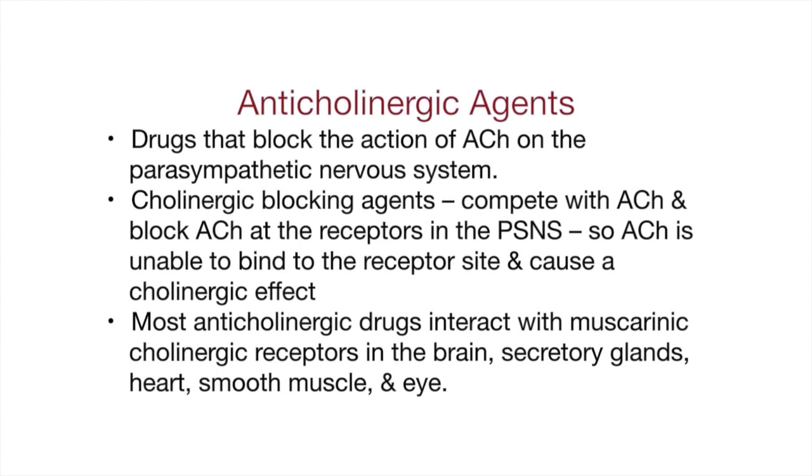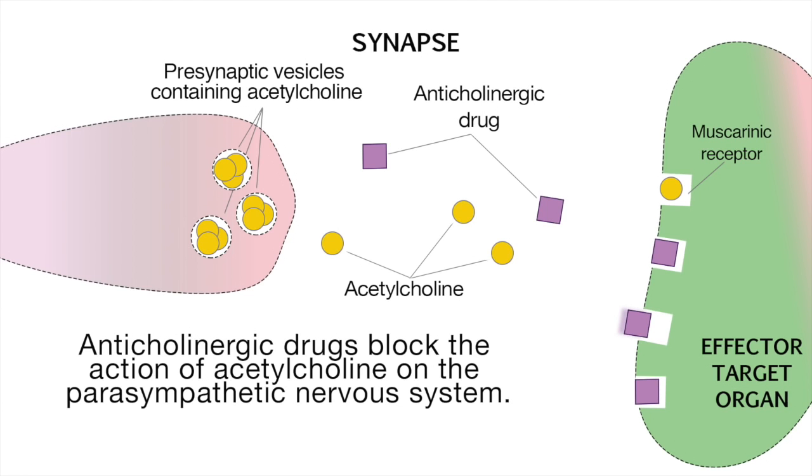Anticholinergic agents are drugs that block the action of acetylcholine on the parasympathetic nervous system. These cholinergic blocking agents compete with acetylcholine and block it at the receptors in the PSNS, so acetylcholine is unable to bind to the receptor site and cause a cholinergic effect. Most anticholinergic drugs interact with muscarinic cholinergic receptors in the brain, secretory glands, heart, smooth muscle, and eye.